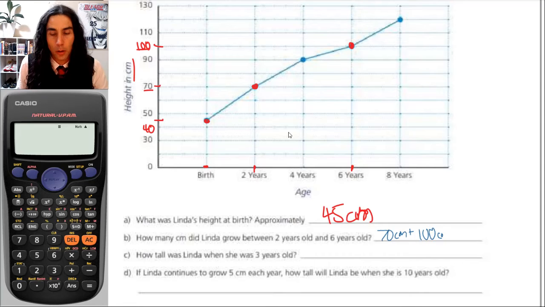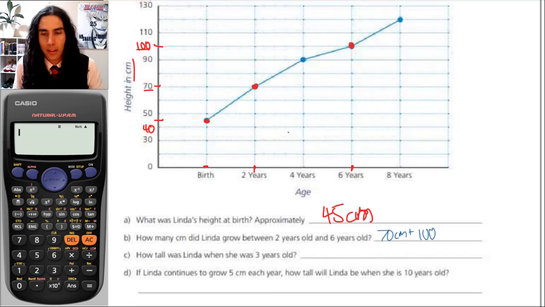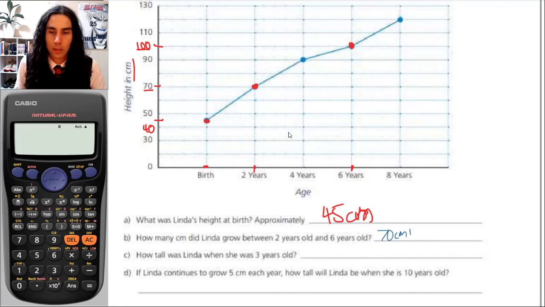No, not plus. I meant to be 2. Like literally, I'm using some English here. And that got rid of everything. So 70 to 100 centimeters. That's 30 centimeters. So she grew 30 centimeters.